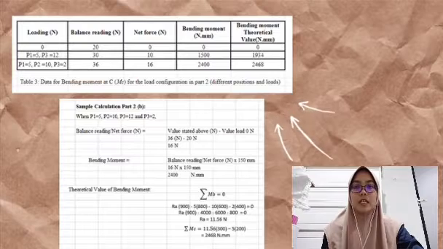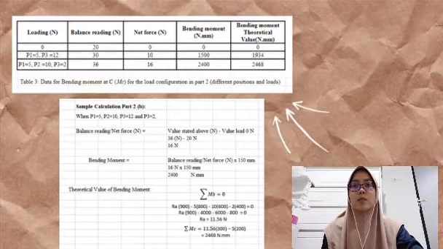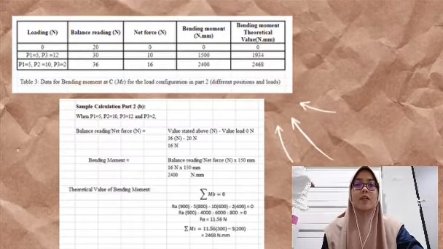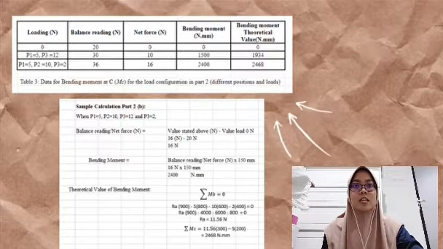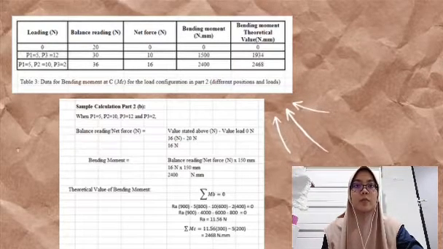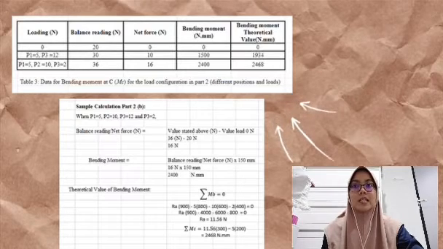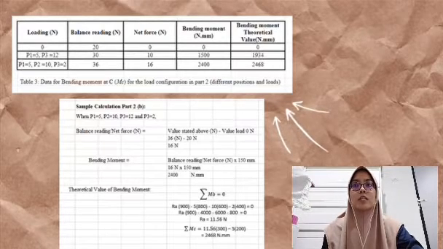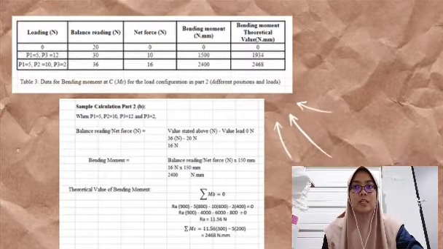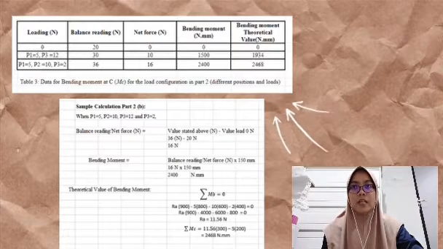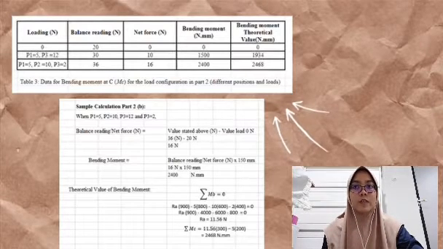Table 3 shows the data for bending moment at C, which is MC, for the load configuration in part 2. The difference is that the positions and loads are different from part 2A. In this data, we have loading for 0N, and for the second one P1 equal to 5 and P3 equal to 12 Newton. And the last one, P1 equal to 5, P2 equal to 10, and P3 equal to 2 Newtons.